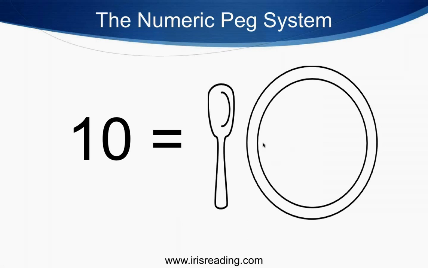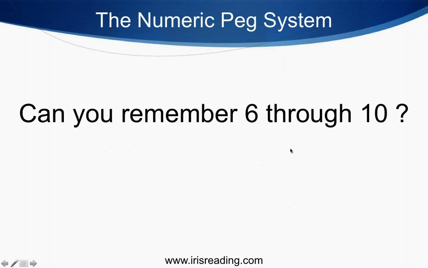And 10. 10 now is our bowl and maybe spoon. Or it could be a plate and silverware if you wanted. That's fine too. So I'm hoping that you now have these 10 memorized, hopefully. And let's do a quick recap like we did before. Remember we did the first 5? Let's do the next 5, 6 through 10.